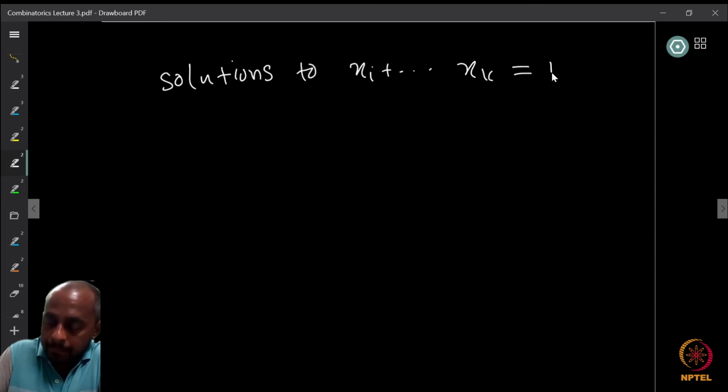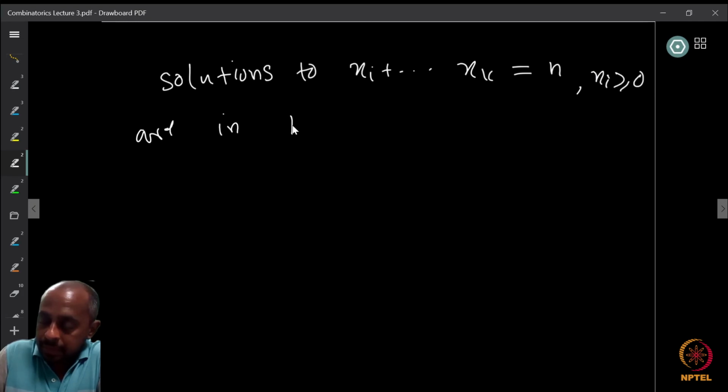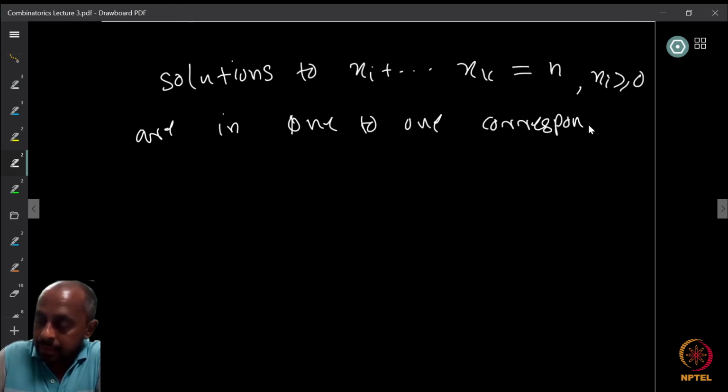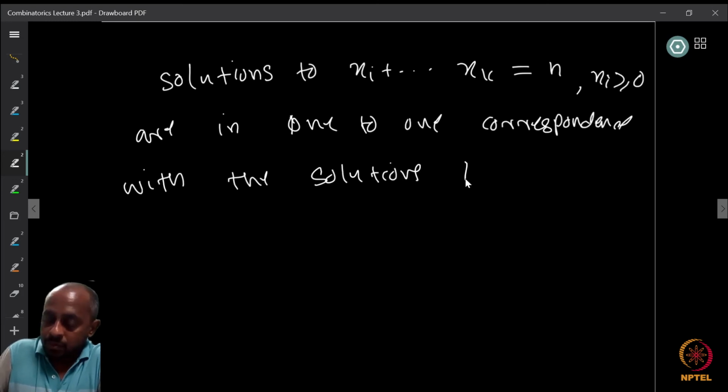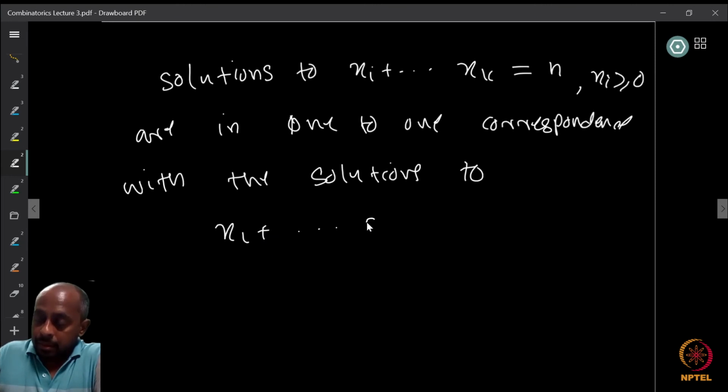So we said that the solutions to x1 plus etc. xk is equal to n, xi greater than or equal to 0, are in one-to-one correspondence with the solutions to x1 plus etc. xk is equal to n plus k, where xi is greater than or equal to 1, or xi strictly greater than 0.